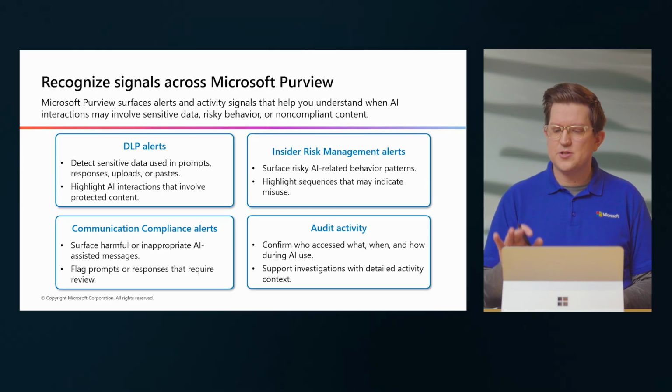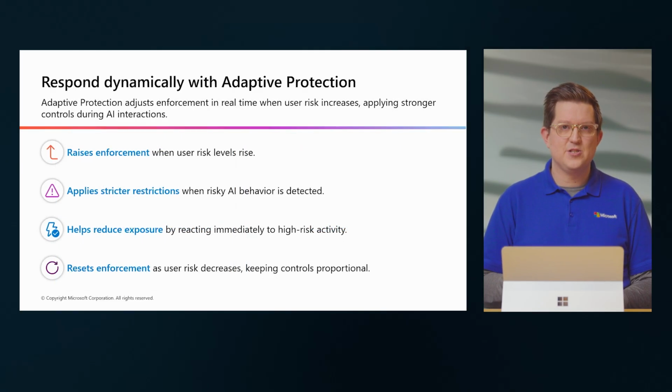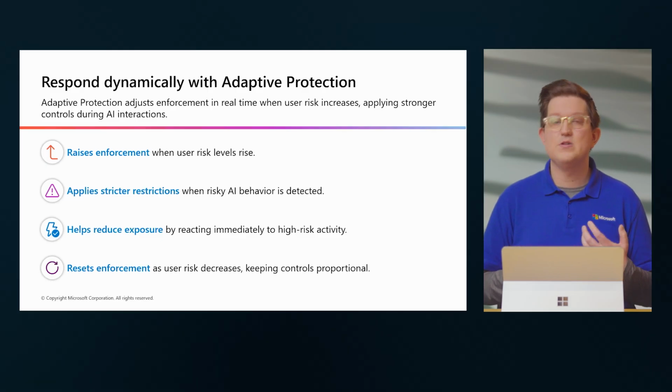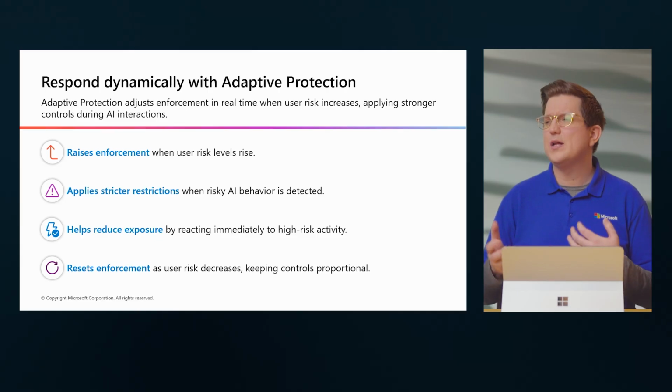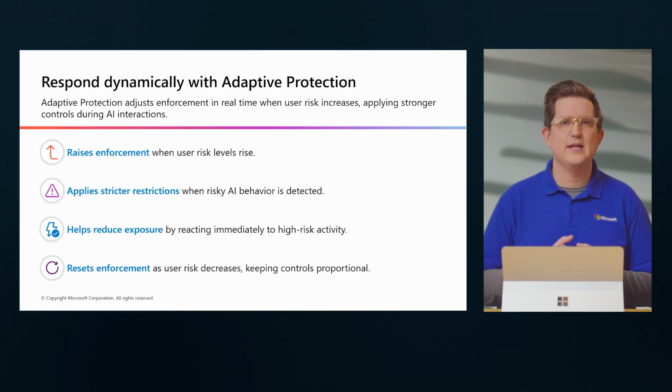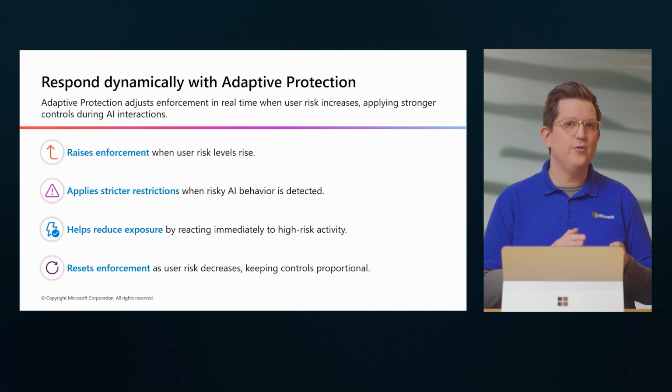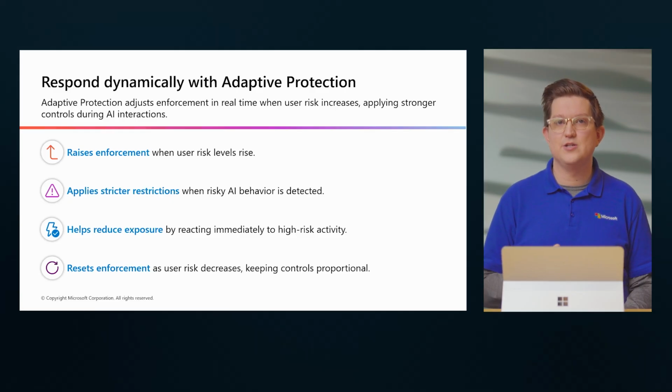Now, the last thing I want to touch on is just a little bit about adaptive protection. Adaptive protection in the Insider Risk Management portal often gets utilized as simple risk evaluation. If someone has an elevated risk, we don't allow them to go in and log into a sensitive application or something like that. But you can actually use the risk level adjustments in real time during an AI interaction.